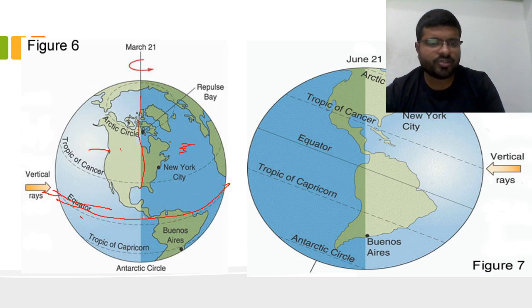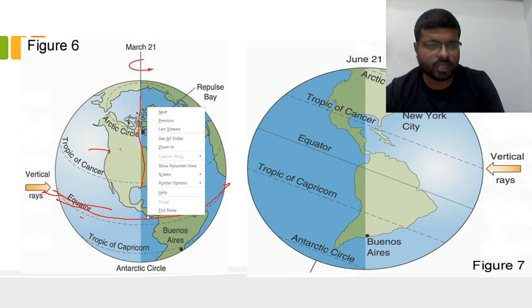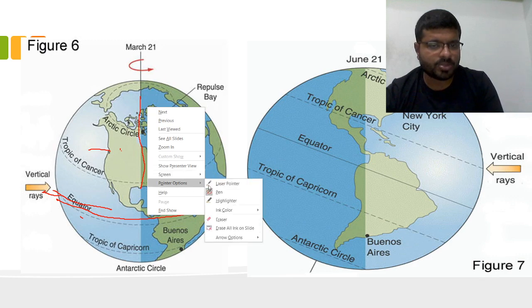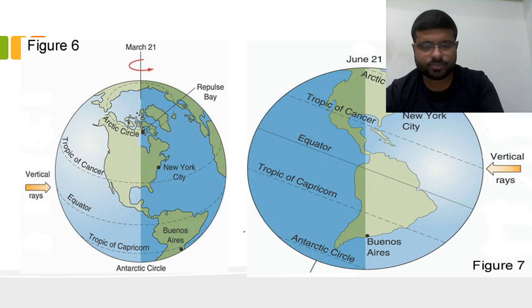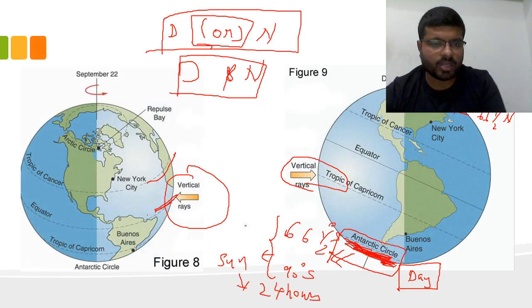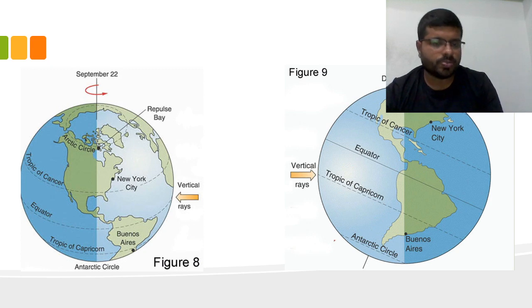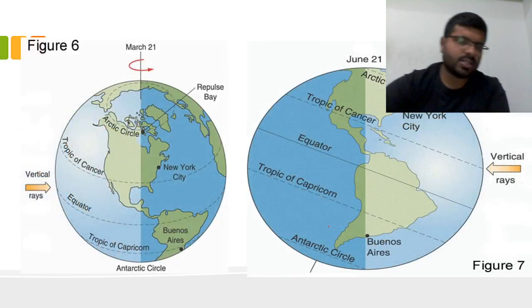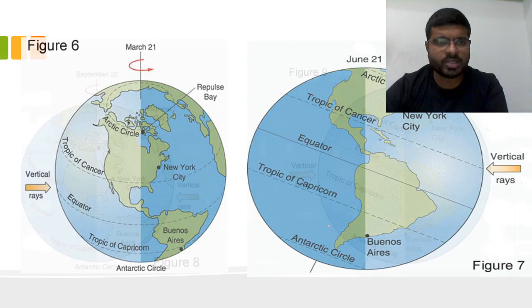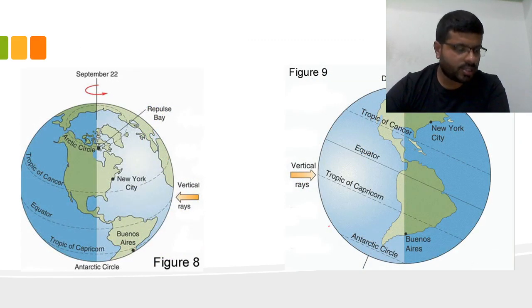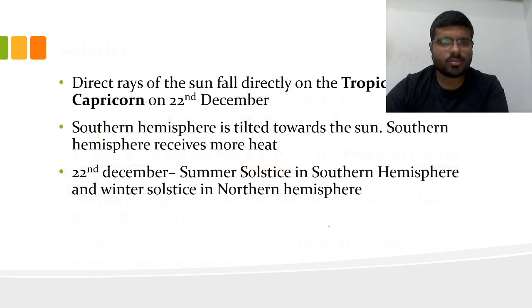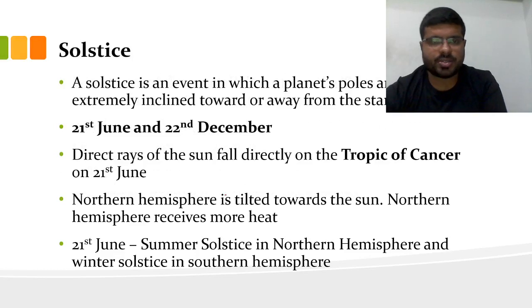because of which you are having equinox days. Similarly, you can observe the same point on September 22nd, where you can find a similar concept. So figure 8 and figure 6 are the equinox days, where you are trying to understand this. Then solstice.